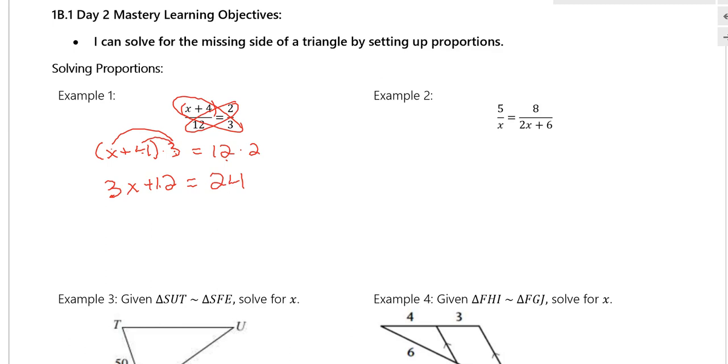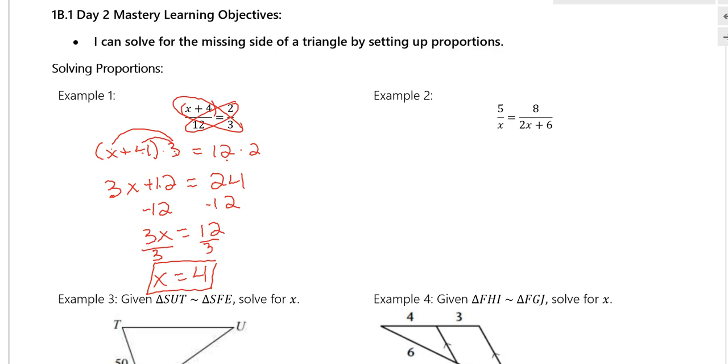Now for this problem, I have to solve for x. Remember, when solving equations, you have to add or subtract first. So I'm going to subtract 12 from both sides. 24 minus 12 is 12. Divide by 3. X equals 4. Okay. And that's done there. Easy peasy.